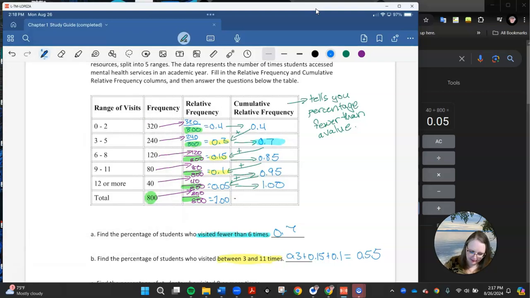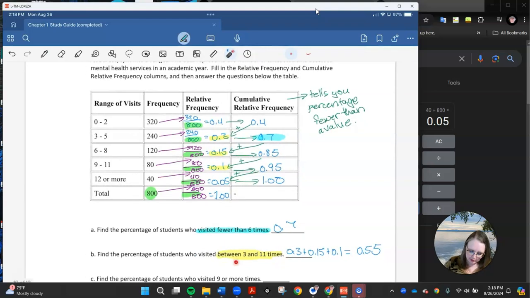You could. I'll show you. You don't have to do this. If this makes sense to you, don't pay attention to what I'm saying now. If you want another way to think about it, we could go to the cumulative frequency, and the people who visited between 3 and 11 times, I could look at this 0.95. So 95% visited fewer than 11 times. And because these are not included in this range, I could do the 0.95 minus the 0.4, and that would also give me the 0.55. So however you want to think about it. I think it's probably easier to think about adding them up, but that information exists in other places.